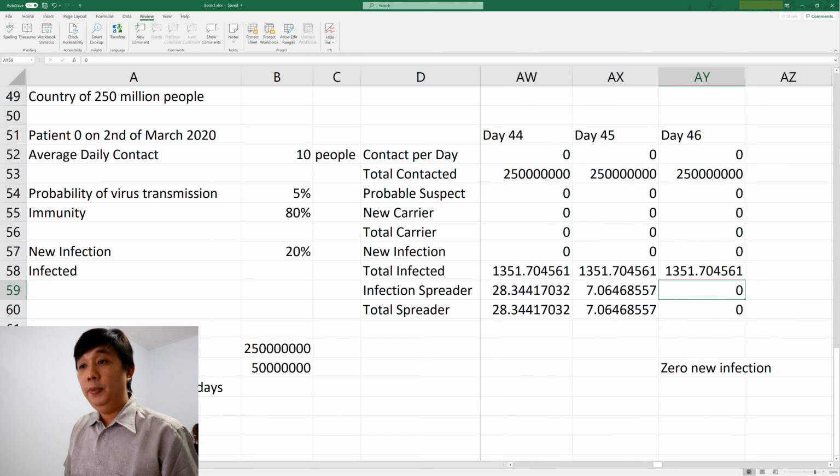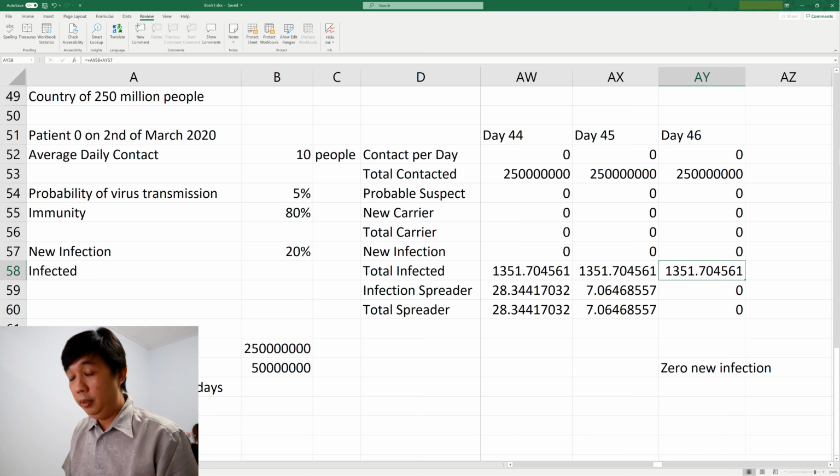And the number of people in the hospital, I think there will still be some in the hospital. Even after day 46, maybe until day 60, everybody will be fine by day 60, I think. And the number of infected is only 1,351, and 1,351 is perfectly manageable. The hospital and the government system can perfectly handle this, only 1,351.